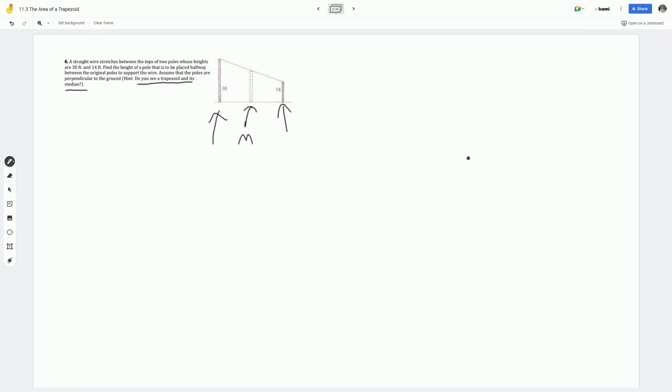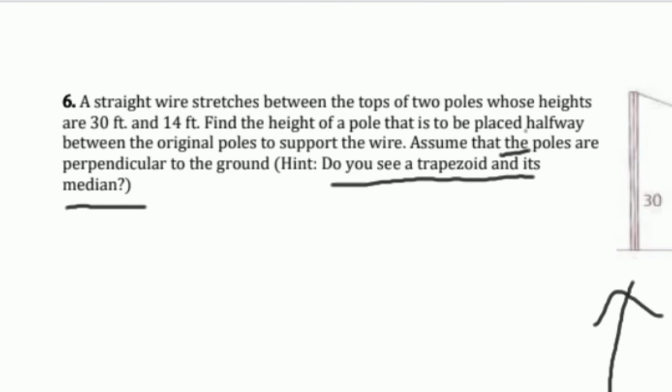So right now you might not see a trapezoid. You're thinking these two bases are not parallel. However, even if you can't see this, and you're like, the bases aren't parallel, this can't be a trapezoid, all I have to do is flip the shape. We see the legs here are parallel, which means if we just flip the shape into something like this, we now have a shape and we can find the median here. And yeah, it's halfway between the original poles to support the wire.